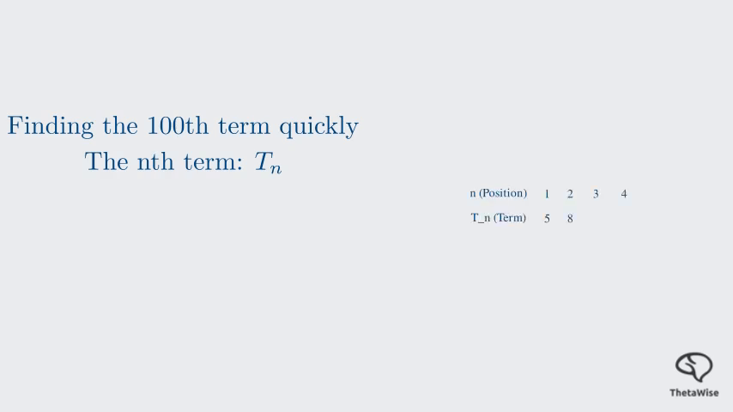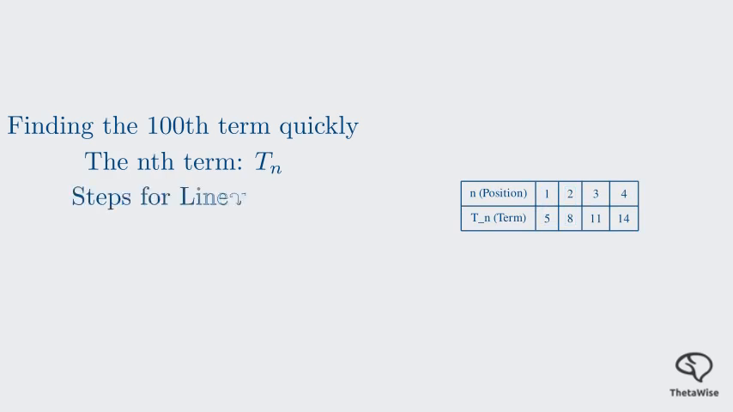Now, describing a sequence one step at a time is useful. But what if I asked you for the 100th term? Adding 3 a hundred times would take forever. This is where the nth term formula comes in. We use the notation Tn to represent the general rule for any position, n, in the sequence. In our previous example, when n equals 1, the term is 5. When n equals 2, the term is 8.